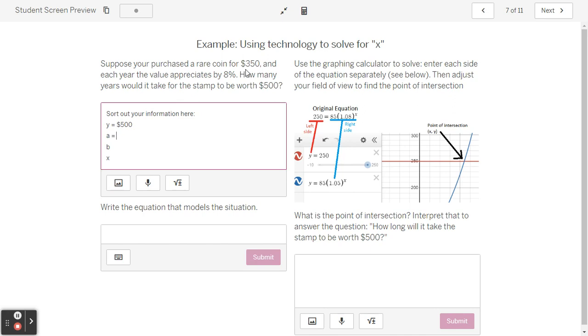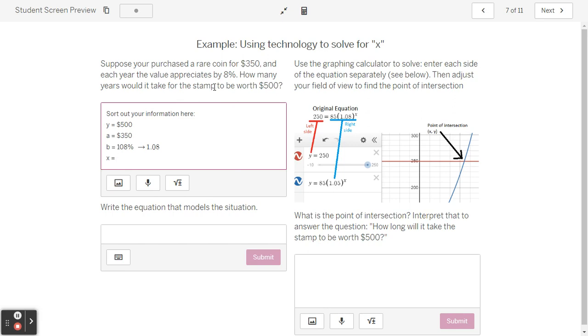The initial value of the coin, 350, and each year the value appreciates by 8%. So that means we're increasing by 108%. So this becomes 1.08 as a decimal. And finally, x is the number of years.